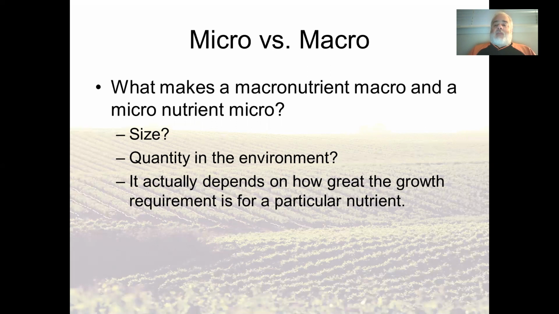Macronutrients, NPK, calcium, magnesium, and sulfur are needed in large amounts by plants. Micronutrients are needed in trace amounts. So sometimes you hear them called trace nutrients or trace elements because they only need trace amounts for the plant to be happy and complete its life cycle.